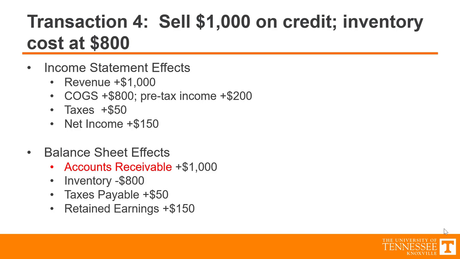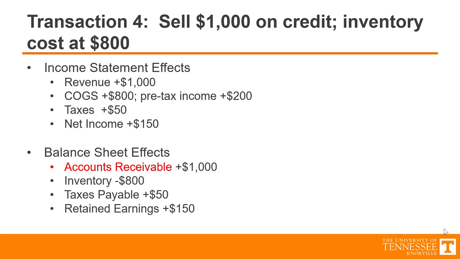Okay, let's continue on here in video 2, starting at transaction 4, and talk through some more transactions to see how different things affect both the income statement and the balance sheet. So here we are selling $1,000 worth of stuff on credit. The inventory is carried at a cost of $800. So the only difference here is that we're not selling for cash right away, but we're creating an accounts receivable, so we'll see that in the balance sheet.